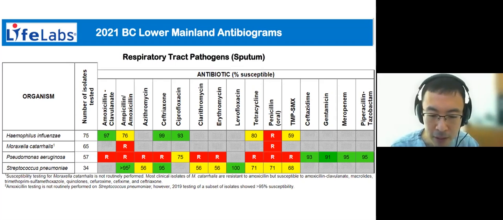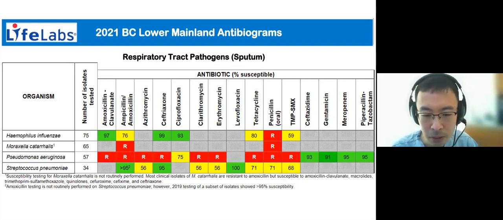Macrolides like azithromycin are even less effective at 56%. And if you want to cover for Haemophilus influenzae or Moraxella, which are more likely in patients with COPD, then amoxiclav or cefuroxime will get the job done.